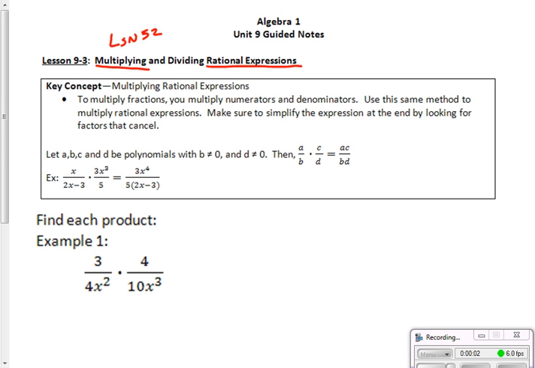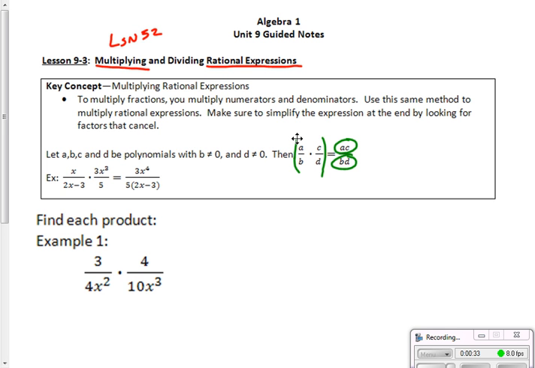Lesson 52 is going to cover multiplying rational expressions. Very similar to multiplying fractions. When you multiply rational expressions, you multiply your numerators and multiply your denominators as you would with a fraction. Basically, when you multiply these together, you have a times c giving you ac. That's multiplying your numerators. You have b times d giving you bd.